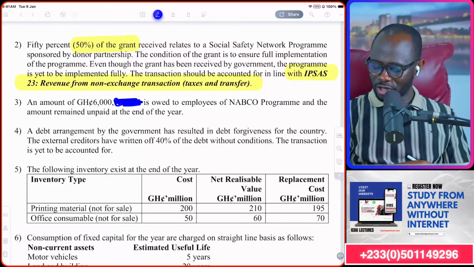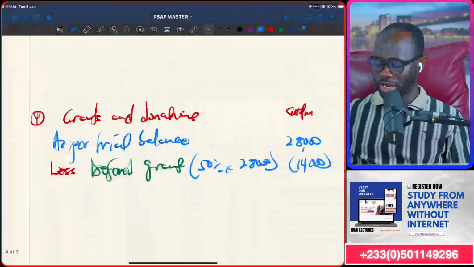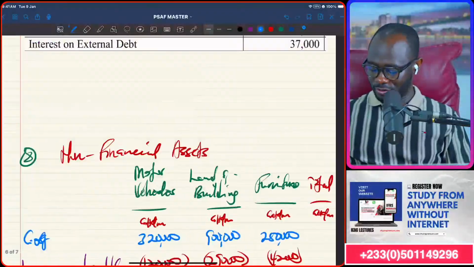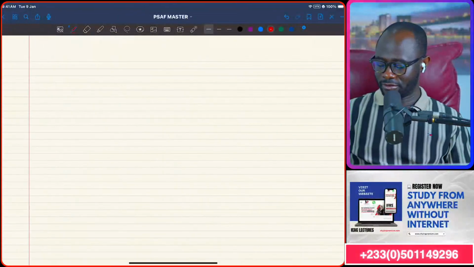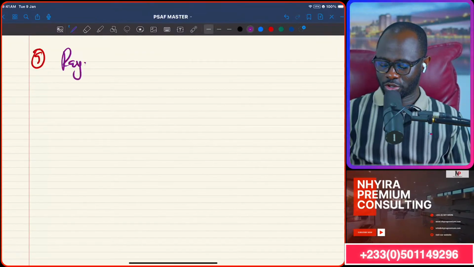And the amount remains unpaid at the end of the year. So that's payable. You know NAPCO, right? Oh God, what a beautiful country we have. We have suffered in this country. We have suffered.